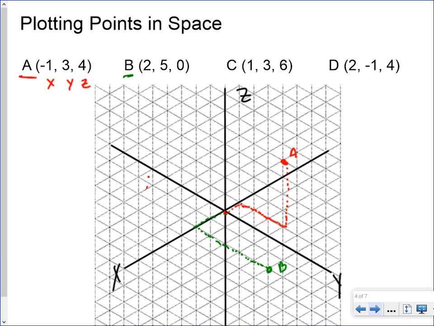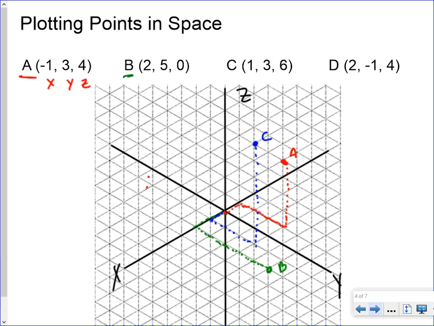And so if you wanted to, you could plot the other 2 points. 1, 3, 6. Okay. So positive 1, right 3, up 6. Since this has all positive coordinates, it's in octant 1. That's our positive octant. And then D is 2, negative 1, 4.